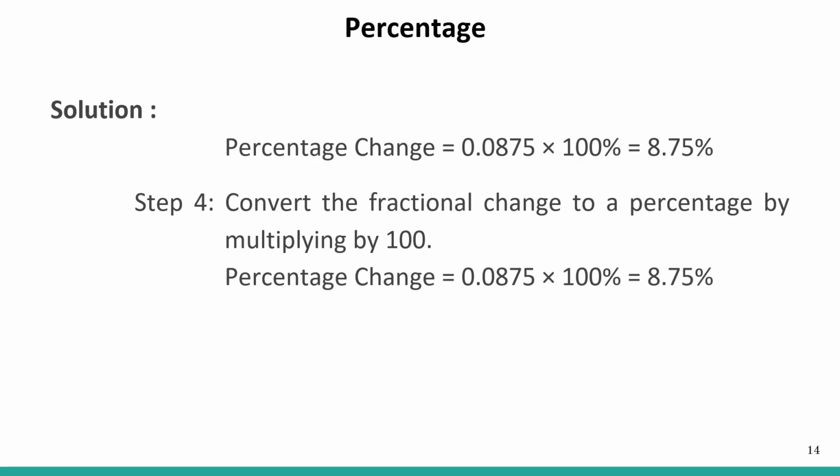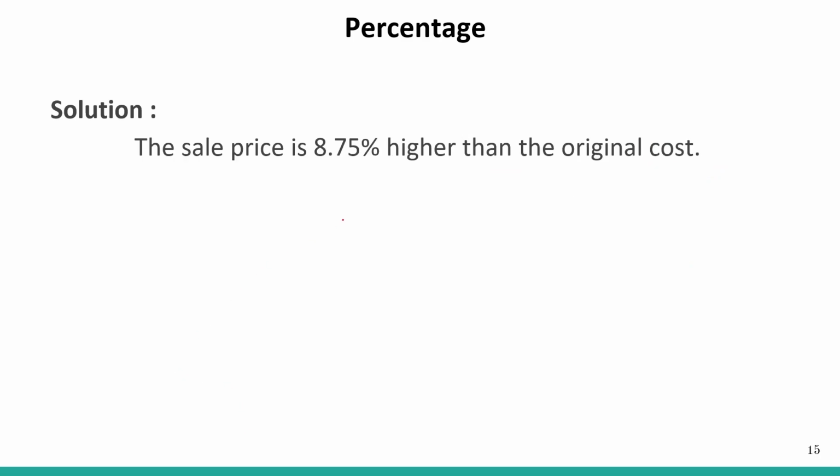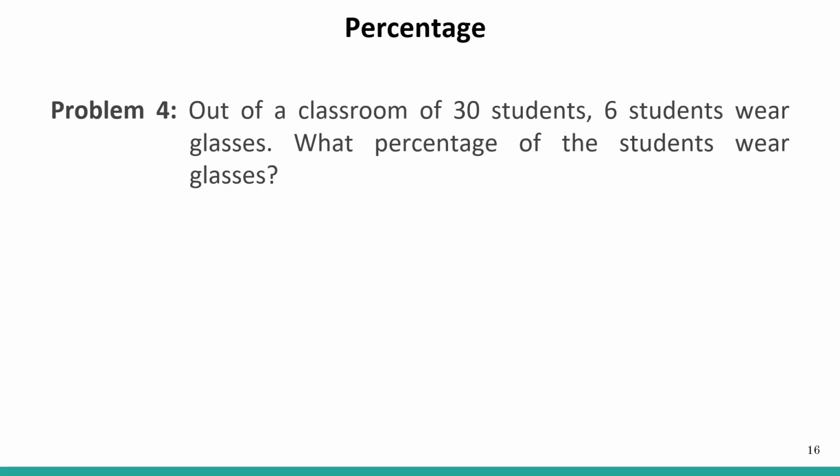So the accurate value is 8.75%. We convert the fractional change to a percentage by multiplying by 100. So the answer is 8.75, which is the final answer. The sale price is 8.75% greater than the original cost. Original means initial cost. Okay, so let's see problem number 4.